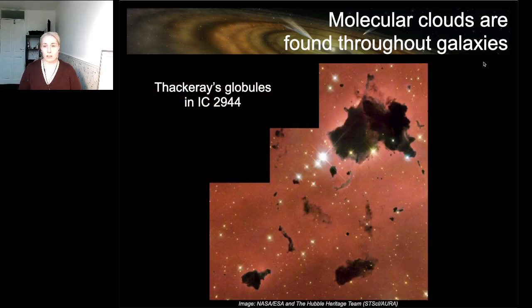So these molecular clouds are everywhere, and they have lots of different kinds of complex morphology. This is quite a nice example of a molecular cloud complex. It's quite clumpy and structured, where we have what we call these Thackeray globules, where the molecular cloud itself is dispersed, perhaps through stellar winds coming from massive stars, leaving behind only the very densest regions. And again, we expect that in these very dense dark regions, stars will form.